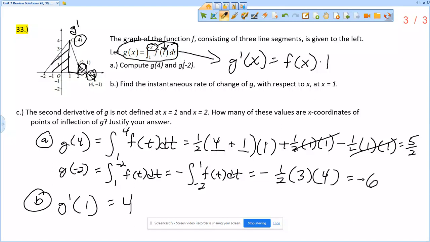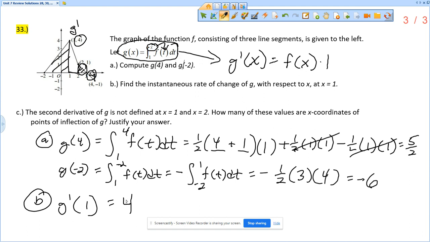This is the solution video for number 33, part C from the Unit 7 review. All right, so it says the second derivative of g is not defined at x equals 1 and x equals 2. How many of these values are x coordinates of points of inflection of g? Justify your answer.